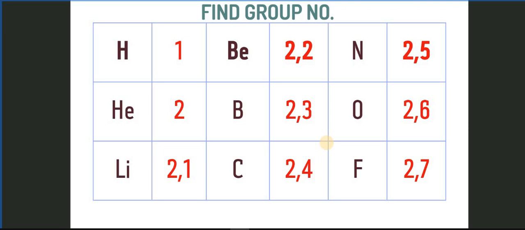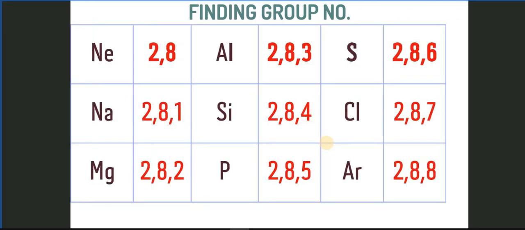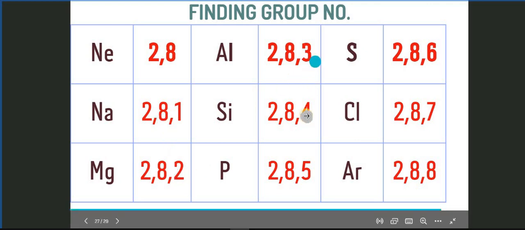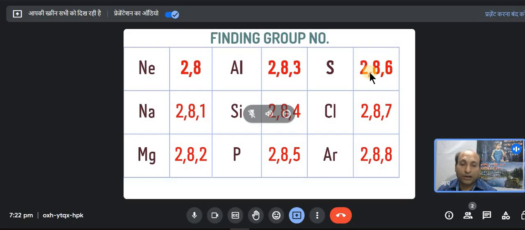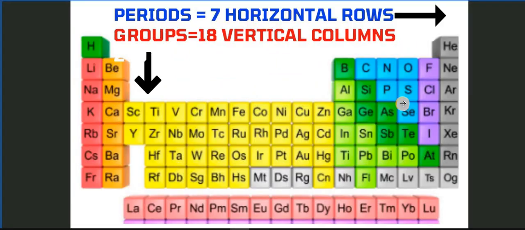So there is one exception. The exception is helium. These formulas will not be applicable to helium. Helium belongs to the 18th group. You have to keep that in mind. Now neon, 2, 8, valence electrons 8, 10 plus 8, 18. Similarly sodium, valence electron 1, so group 1. Magnesium group 2, aluminium group 13, silicon group 14, phosphorus group 15, sulfur group 16, chlorine group 17, argon group 18. This way we can solve the group number.